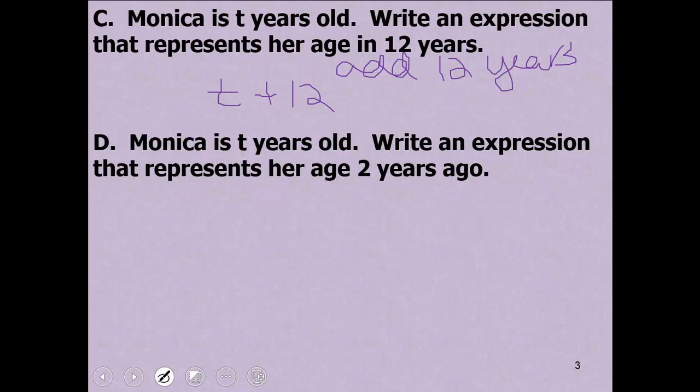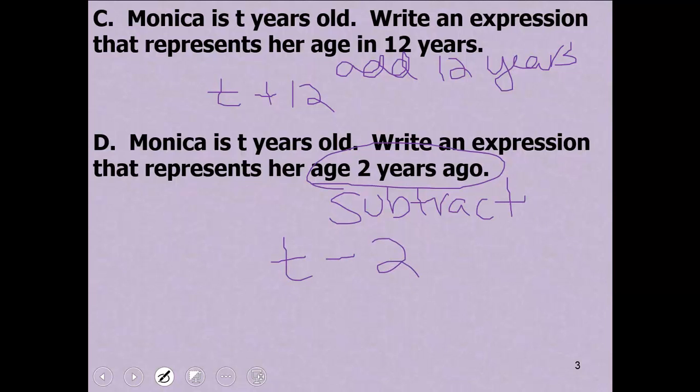Monica is T years old. Write an expression that represents her age 2 years ago. 2 years ago, we would have to subtract, right? How old were you 2 years ago? You would subtract 2 years from your age. So this would be T minus 2. Don't be fooled into thinking it's 2 minus T because you aren't 2 years old. You're T years old and you're subtracting off 2.